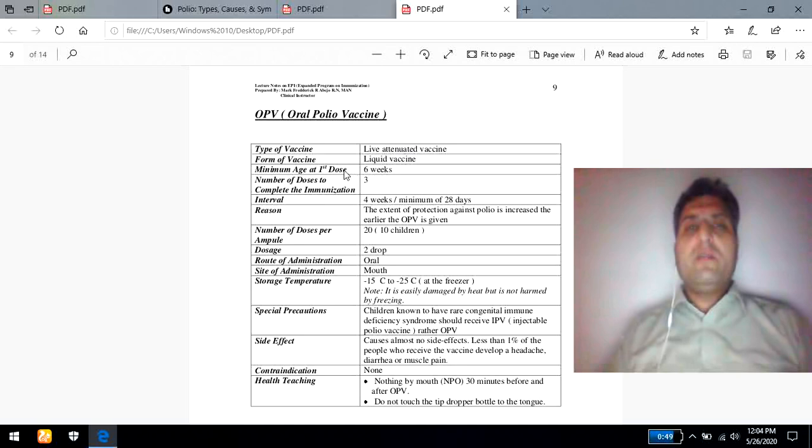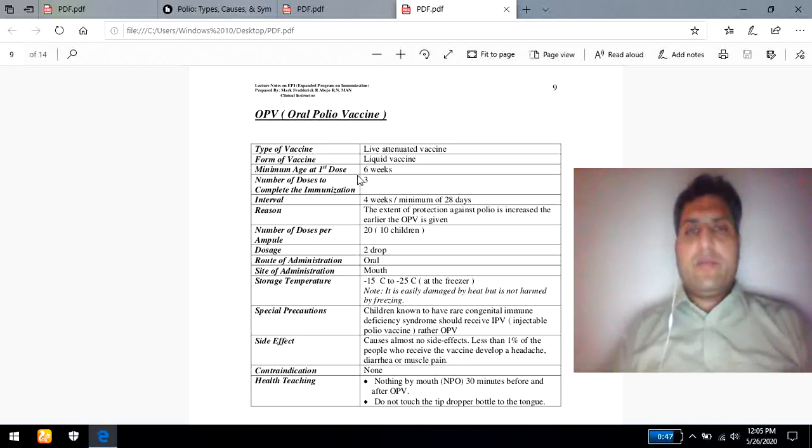Form of vaccine: the oral polio vaccine is basically available in liquid form. So this is one of the liquid vaccines. Minimum age at first dose: I think this is most commonly related to European society, so that's why I mentioned 6 weeks. Anyhow, as for our country, for the Asian society, we should start at birth time. So the first OPV should be administered at birth time.